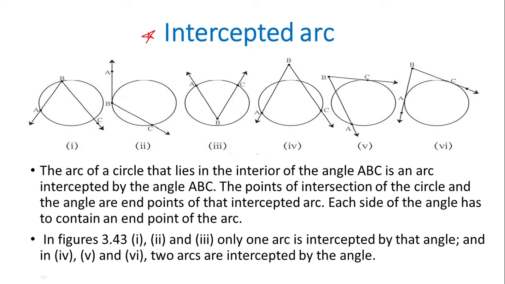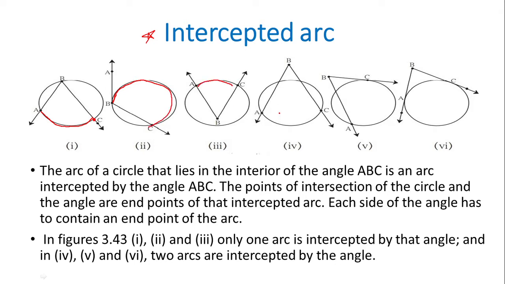Then each side of the angle has to contain an endpoint of the arc. You can't take a random point as the end of an arc. Compulsorily, the point where this arm of the angle touches the circle has to be the endpoint of the arc. Now in the first three figures, like the first, second and third figure, only one intercepted arc is there. Intercepted arc has to lie in the interior of the angle. So in the interior we have this arc AC. Here also we have this arc BC. Then here we have AC.